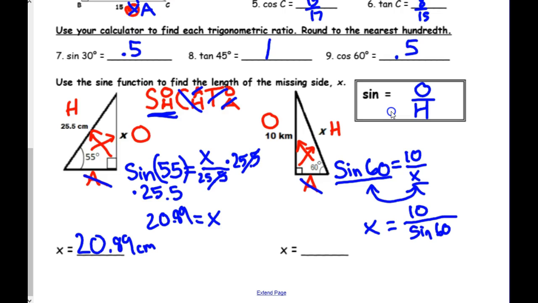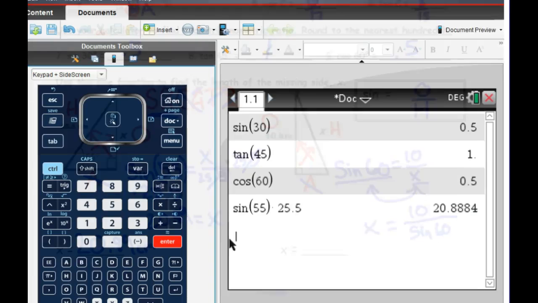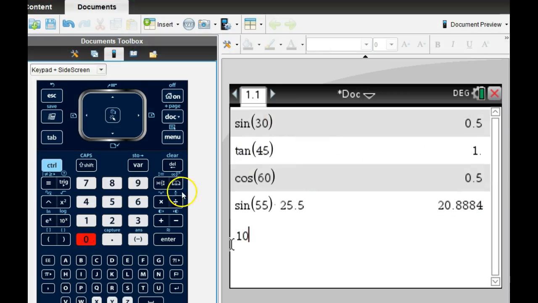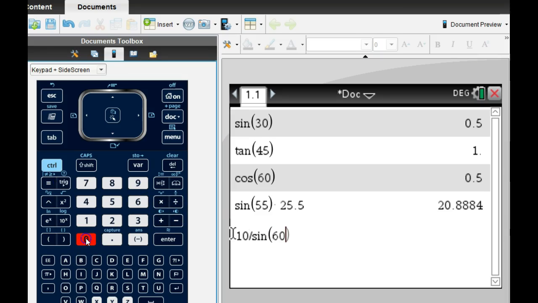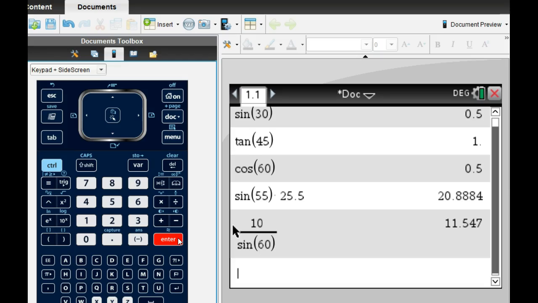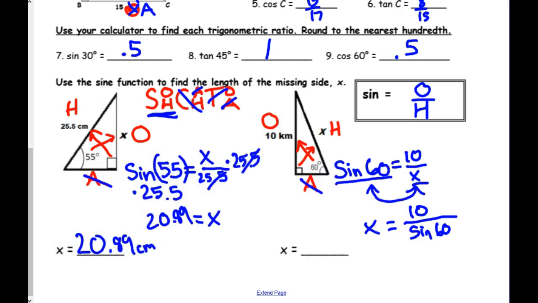So again, let's all type this in. Everyone, with your fingers, to the yellow calculators. 10 divided by sine 60. 10 divide trig sine 60. Enter. Okay, 11.55. What are my units of measure? Kilometers. 11.55 kilometers.